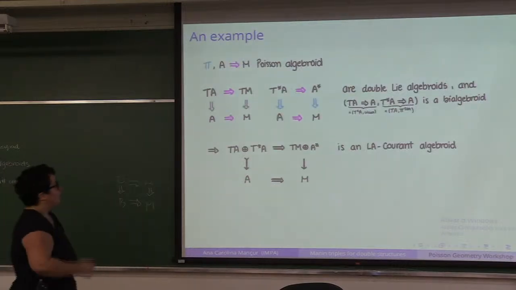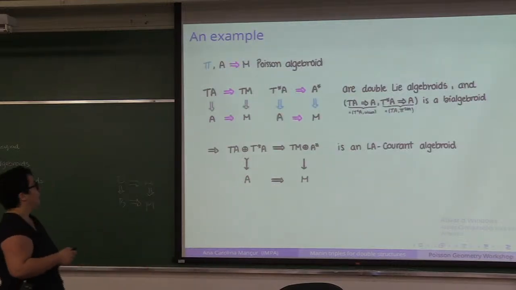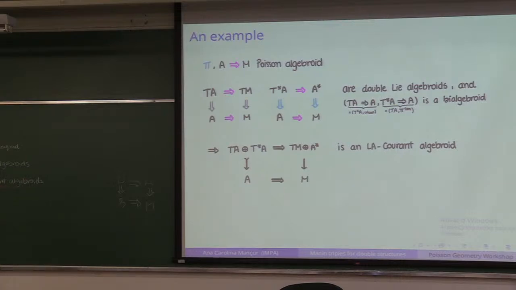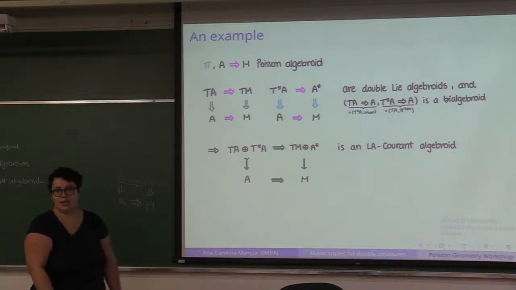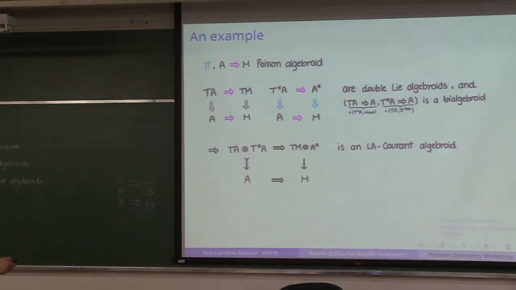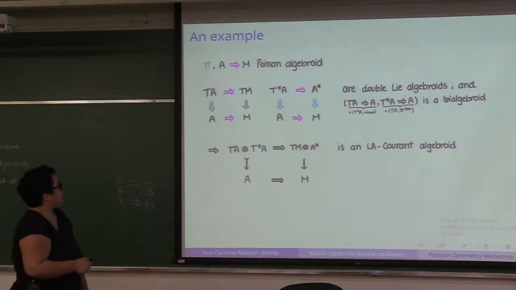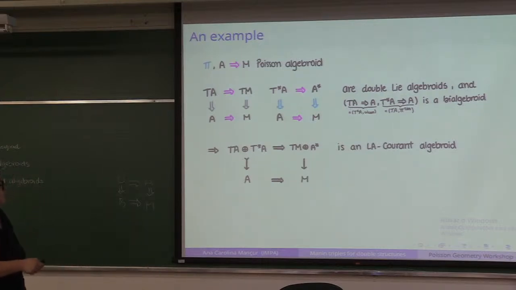We have an example. If you have a Poisson algebra, its tangent and cotangent are a double Lie algebra. In fact, this is a Poisson algebra if and only if this thing here is a double Lie algebra. And these two algebras here form a Lie bialgebra, you can see here. And if you take the double of these things, we get a Courant algebra.